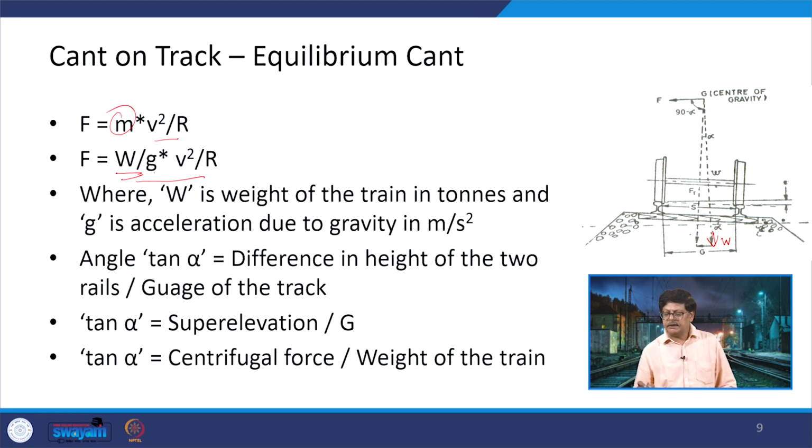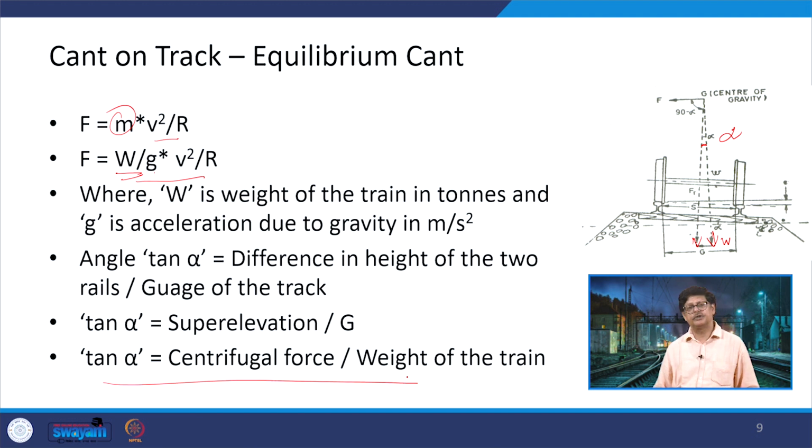Now, the angle at which the resultant has been found is normal to the surface of the levels here. If this angle is defined as alpha, we can talk about tan alpha. Tan alpha is the force F divided by W, that is, the centrifugal force divided by the weight of the train. This is on the basis of this geometry. Similarly, this alpha is also the angle by which the track is being raised.